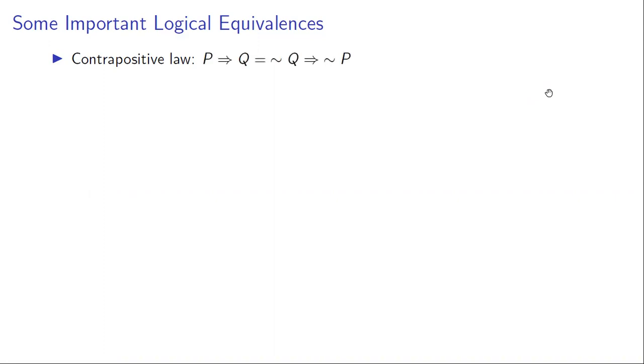So it says the following. If I have something like if P then Q, that is equivalent to if not Q, then not P. How do we prove this? Answered using a truth table. So this is a good exercise: prove the contrapositive law using a truth table.